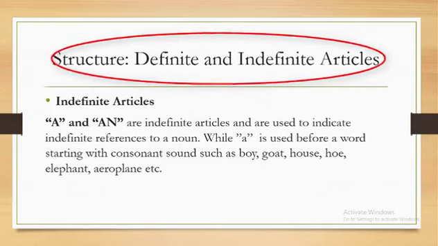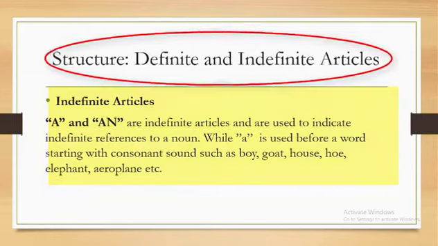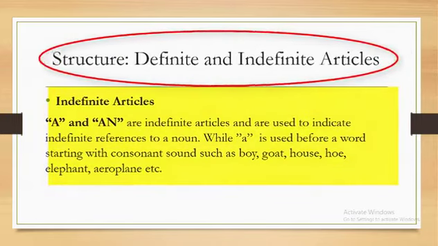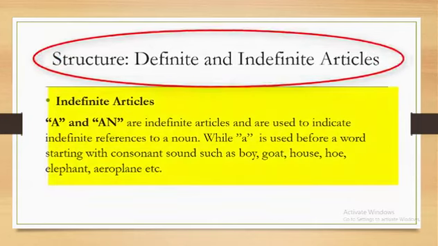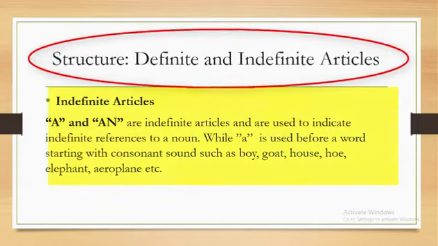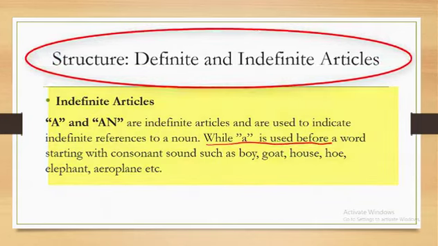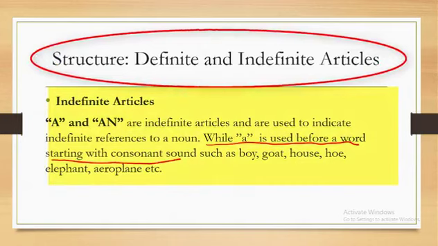So let's move on to definite and indefinite articles. Now, indefinite articles, we have two of them. We have article a and an. We use article a before a word starting with a consonant sound. I didn't say starting with a consonant letter, starting with a consonant sound.